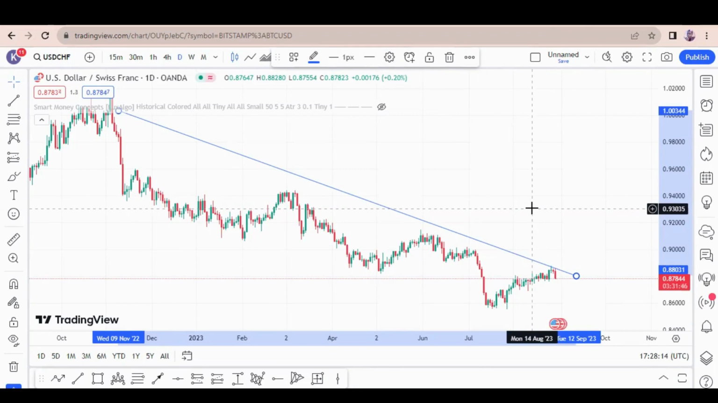So I'm talking about market trends and support and resistance, how to identify support and resistance. I'll also be talking about the market trends and all of that so you can properly understand.